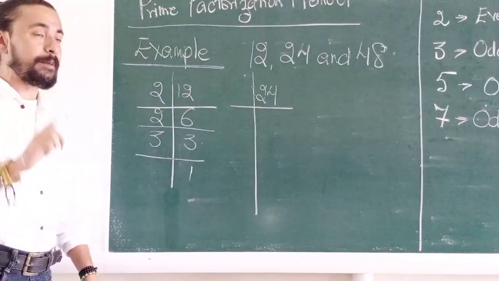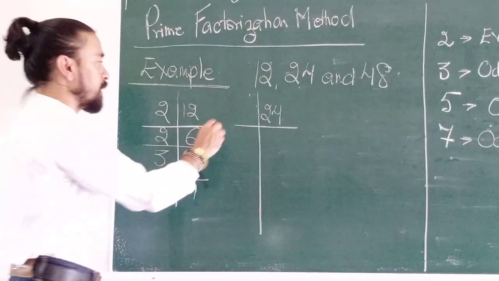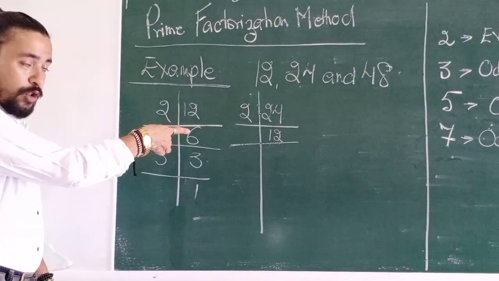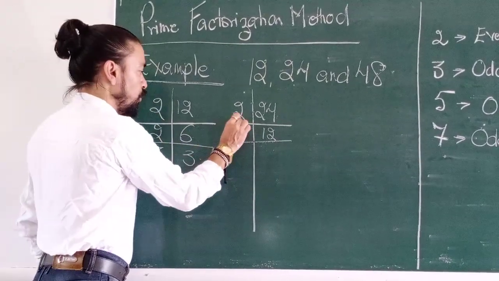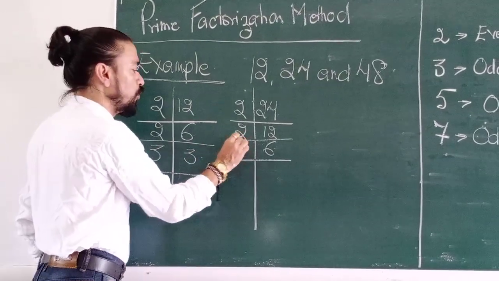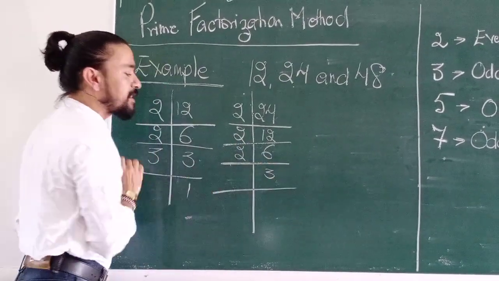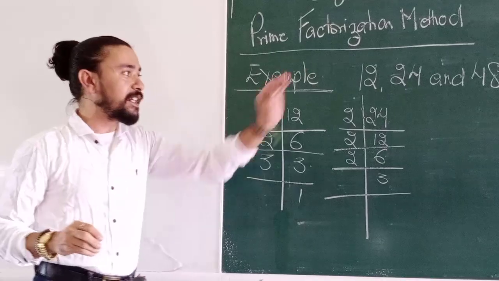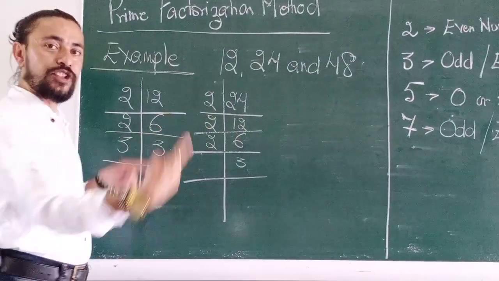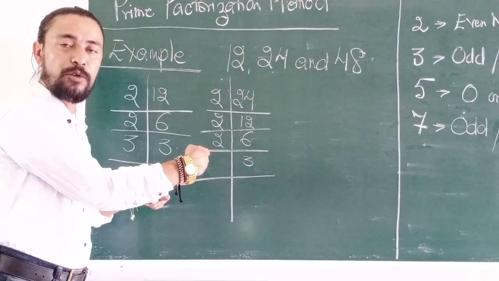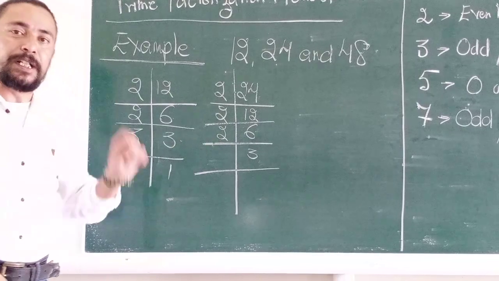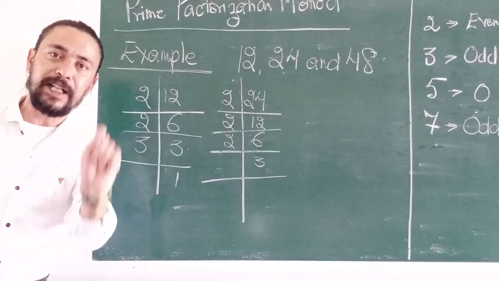Starting with the first prime number. 24 divides by 2? Yes, it divides by 2. 2 12s. 12 divides by 2? Yes. 2 6s. 6 divides by 2? Yes. 2 3s. And I go on asking myself till I cannot divide any more by that particular prime number. I don't jump. If I've got 12 here, I don't start dividing by 3 because 3 4s are 12. No. You go on with that prime number till that prime number cannot divide the number anymore.